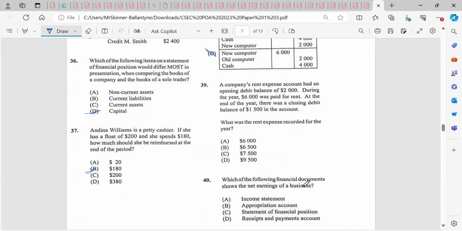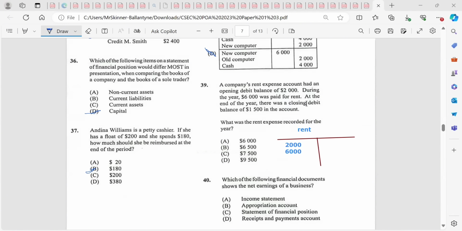If you can't do it off the top of your head, you could draw a T account for it. I'm going to draw the T account. Sorry, I'm using Zoom, so it won't stay on the board. Rent, right? You start off with the debit balance of 2,000. During the year 6,000 was paid, so you debit the expenses. Expenses are always debited.